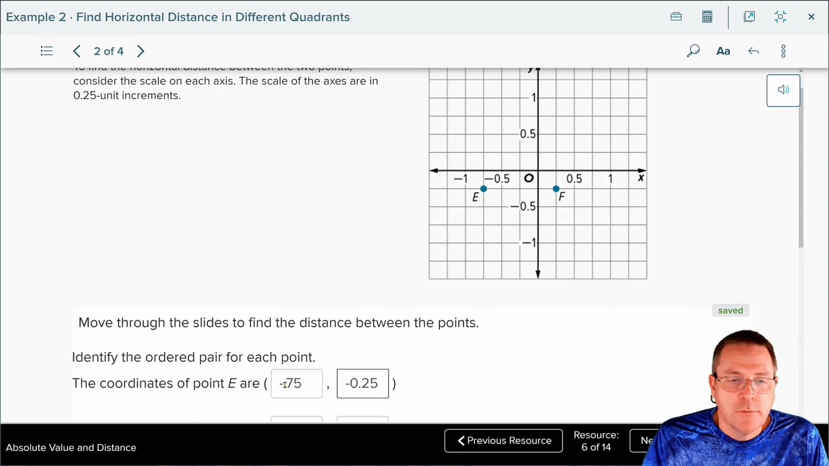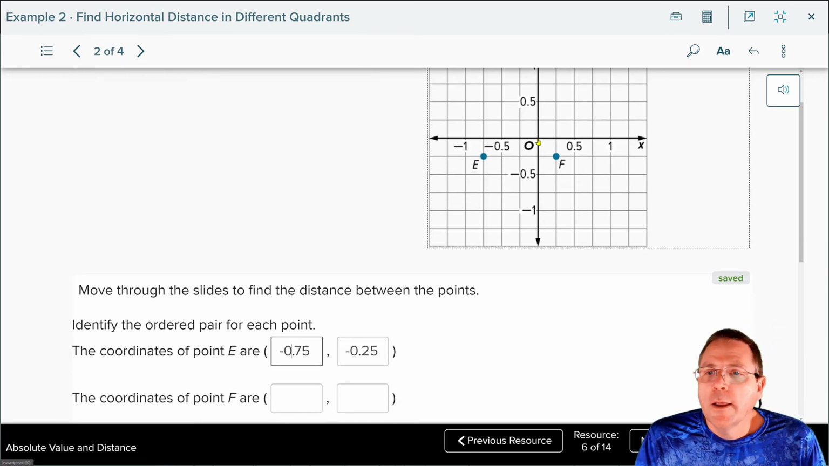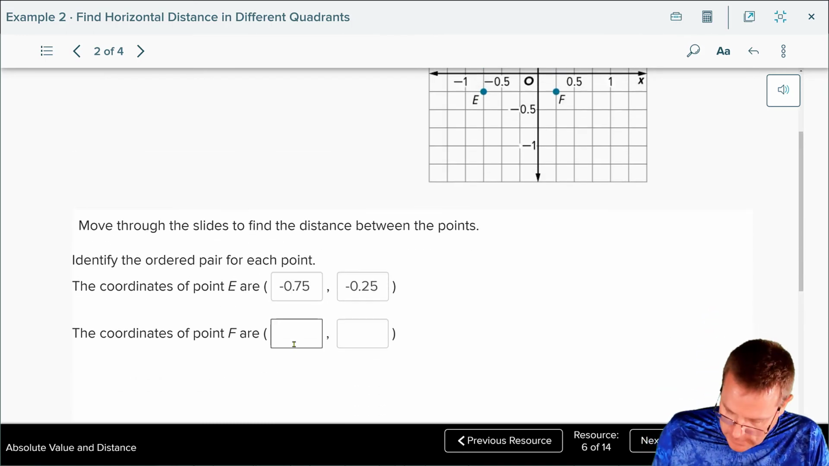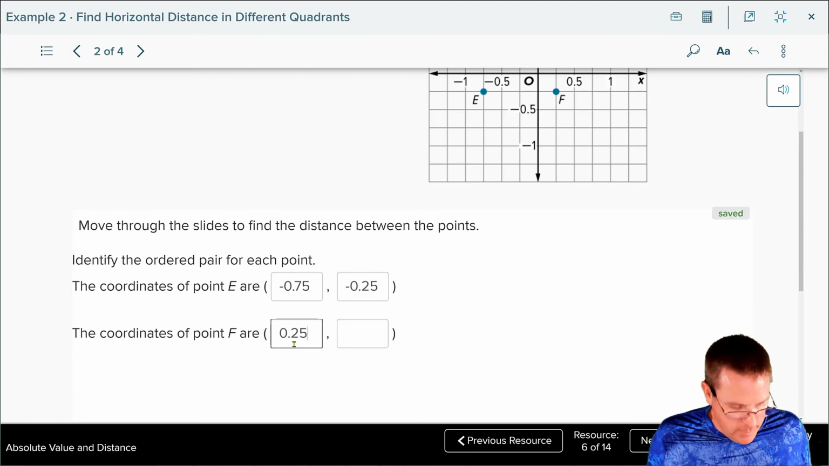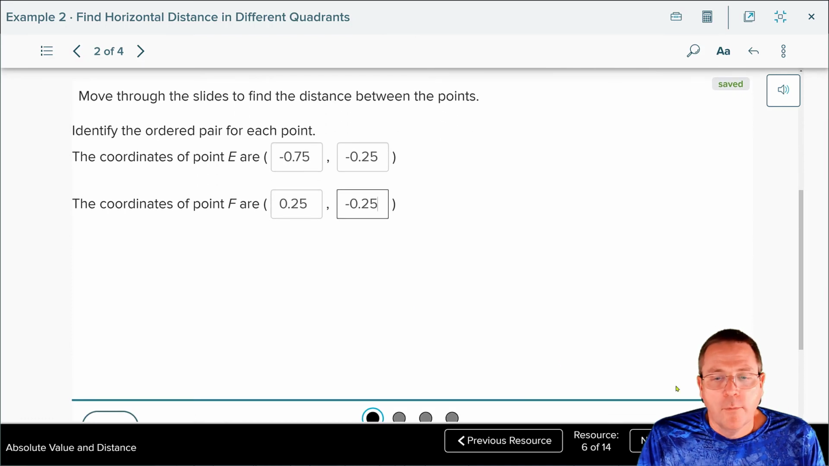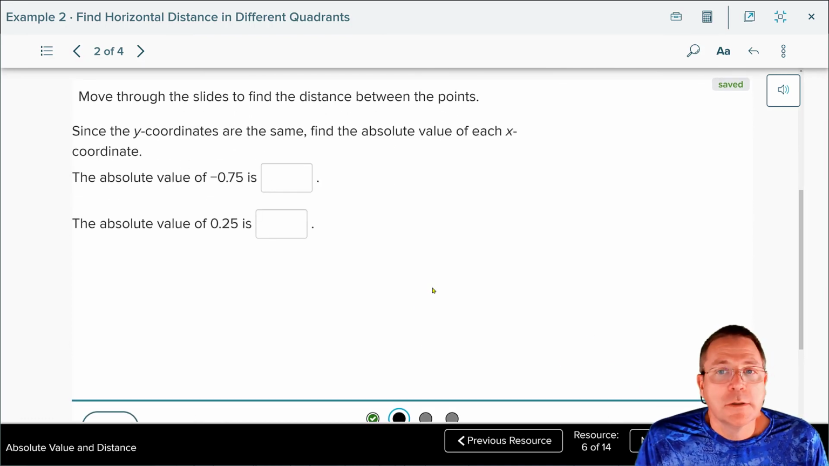I should have a 0 here so I don't lose any points. And then for point F, it's going to be positive 0.25, negative 0.25. So we're going to have a 0.25 positive and then a negative 0.25. From there, we're going to check that, and those all checked. Move on to the next slide.